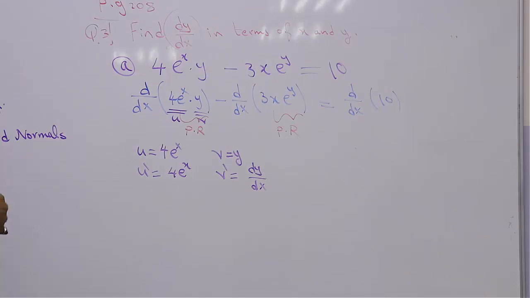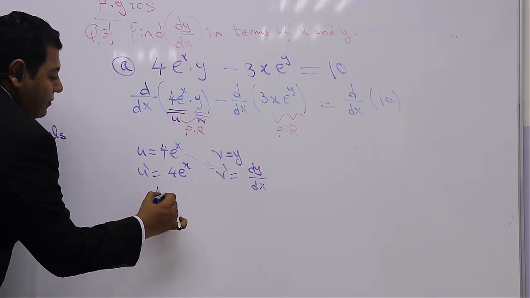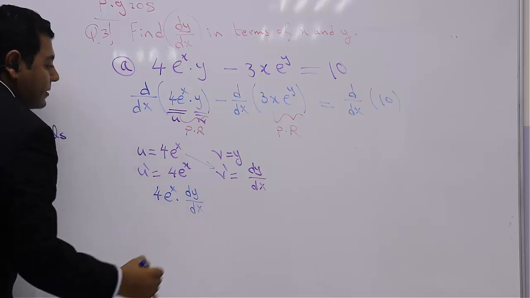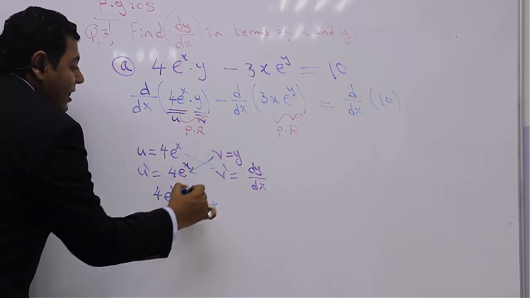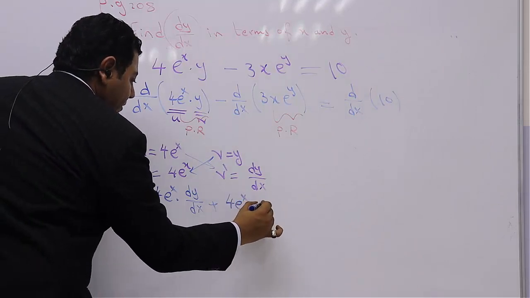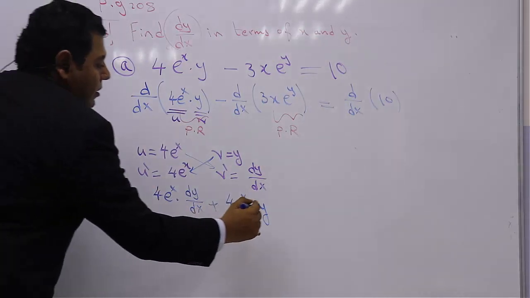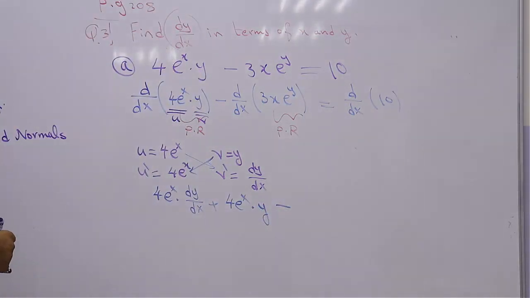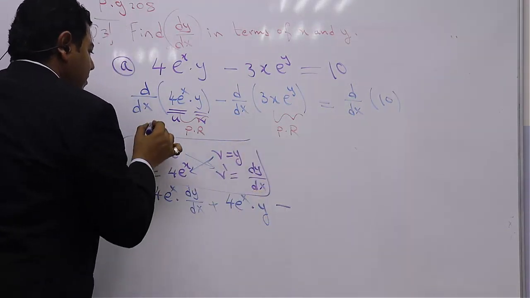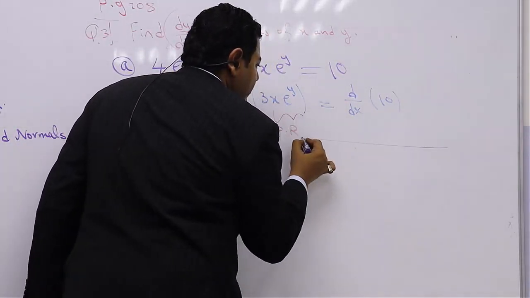Now, to find the derivative of the first term, it will be u times v dash. So I have here e to the power x times dy with respect to dx, plus v times u dash, which is e to the power x times y. So all of this represents the derivative of the first term, minus or plus. This is for the first term. Now we're going to differentiate the second term.